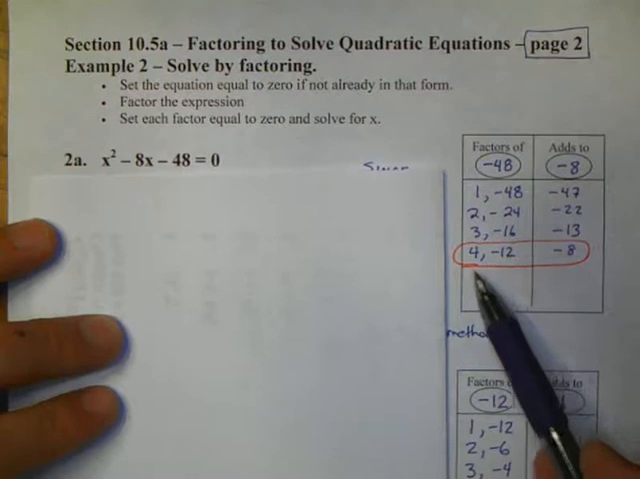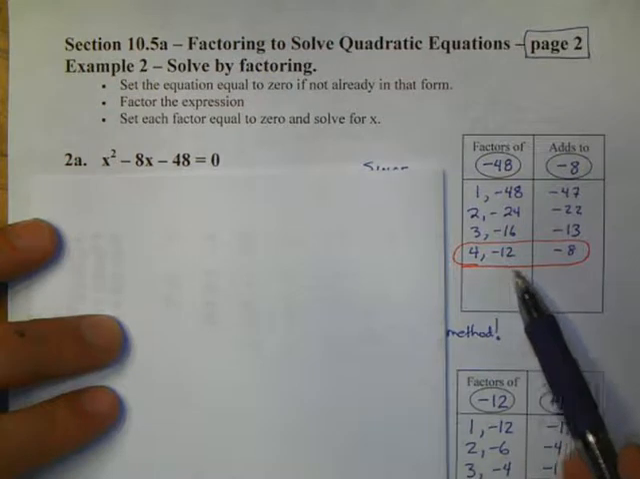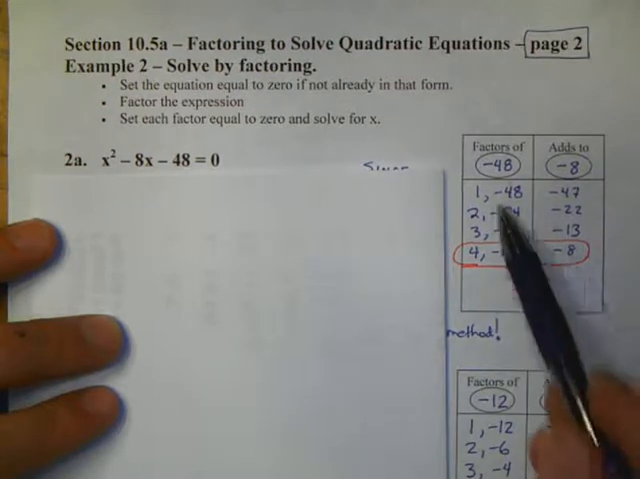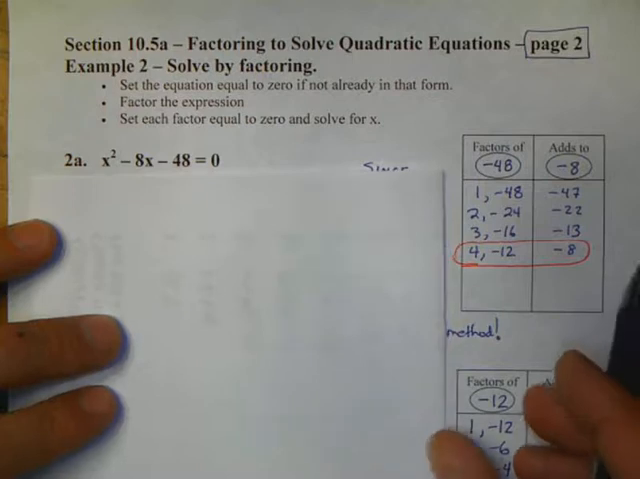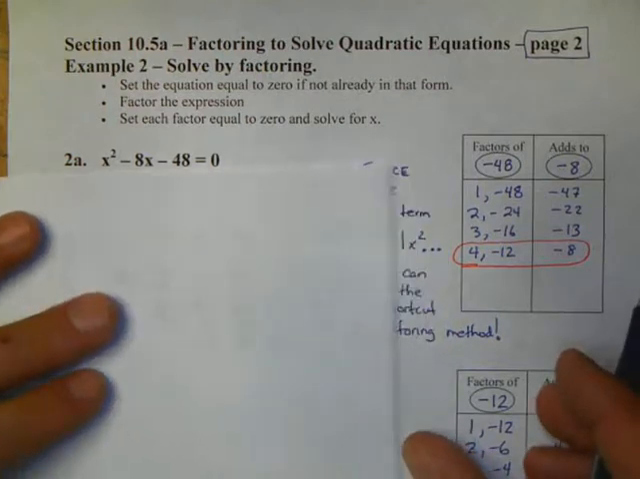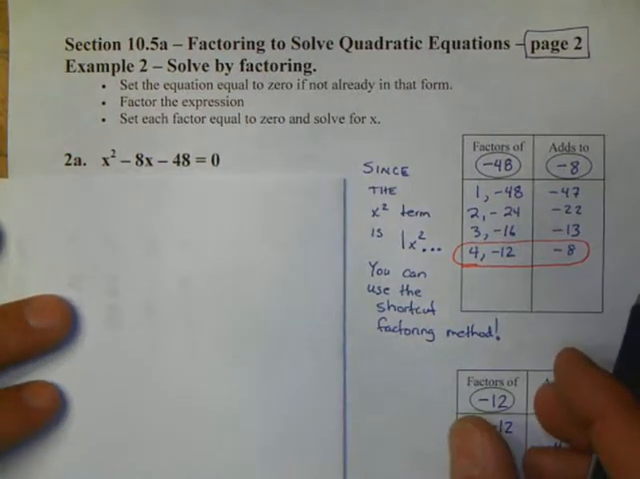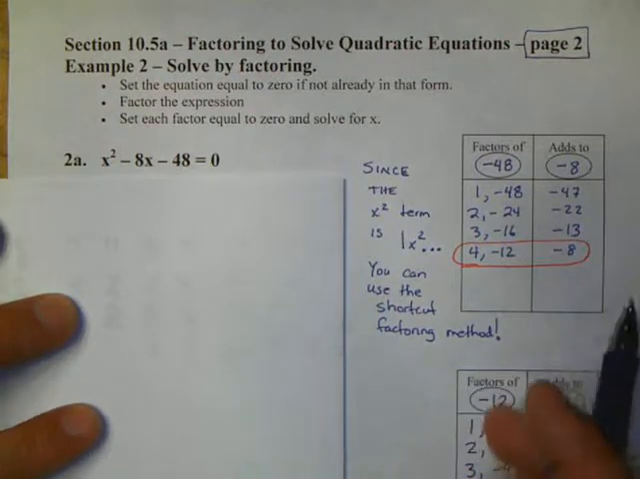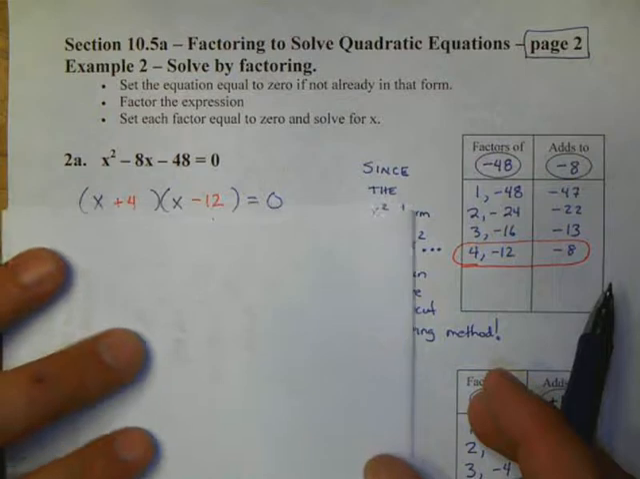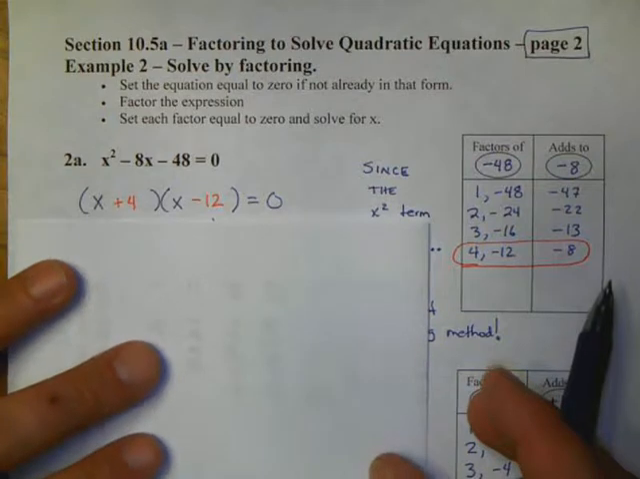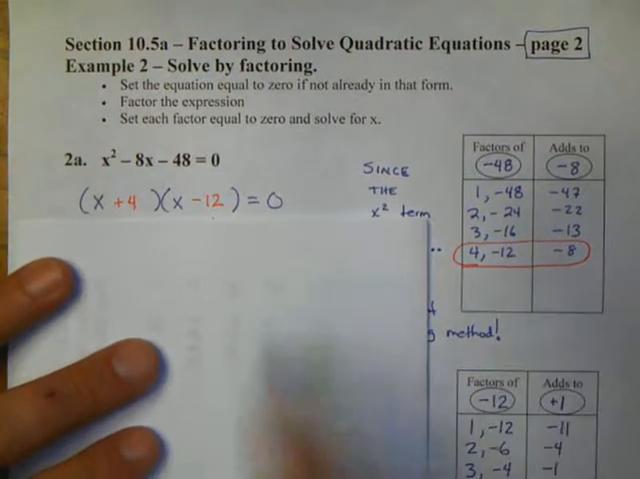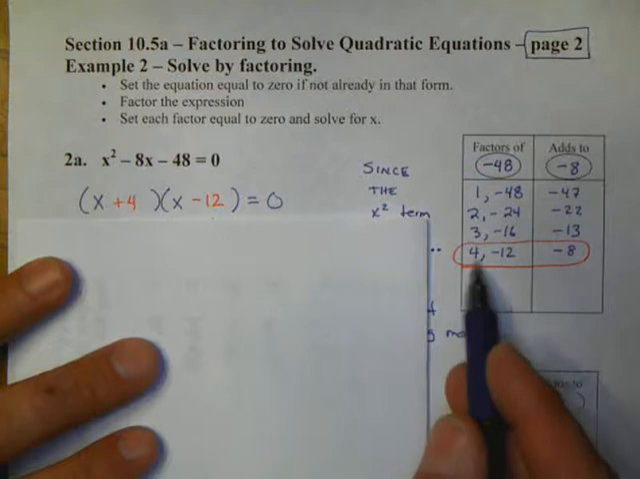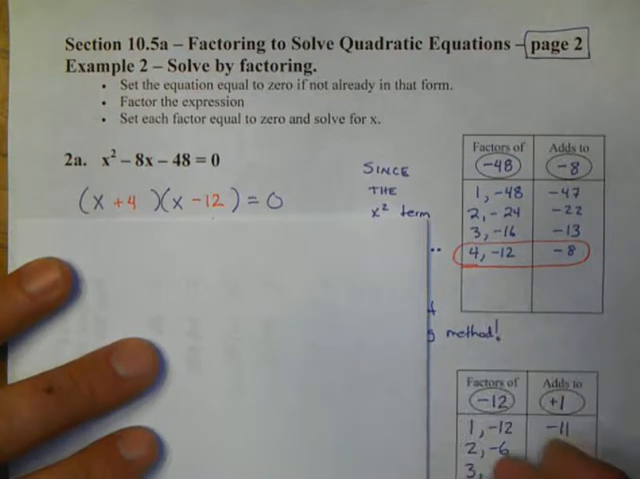As you see, I've gone through my different factors and I've found that 4 and negative 12 add to negative 8 but multiply to negative 48. So as I consider looking at this problem, since the x squared term on our problem is 1x squared, we can use the shortcut factoring method. That method is, very simply, to have x minus 12 and x plus 4 from these two numbers over here as our two factors.